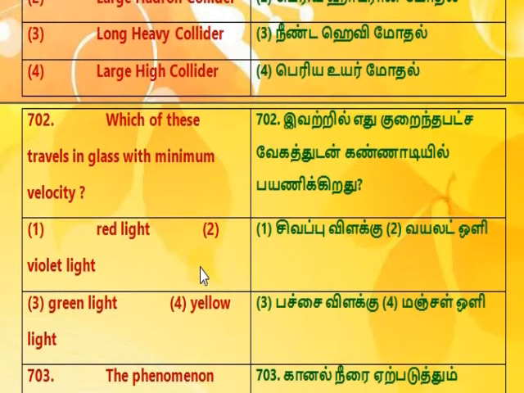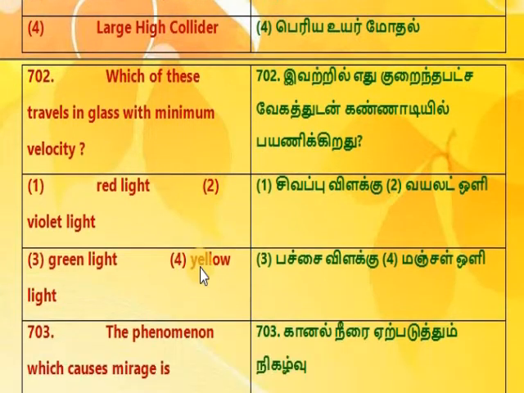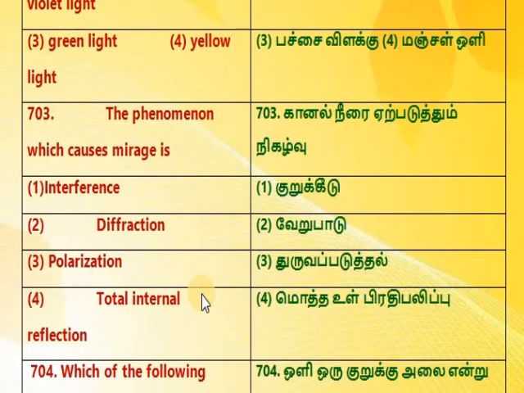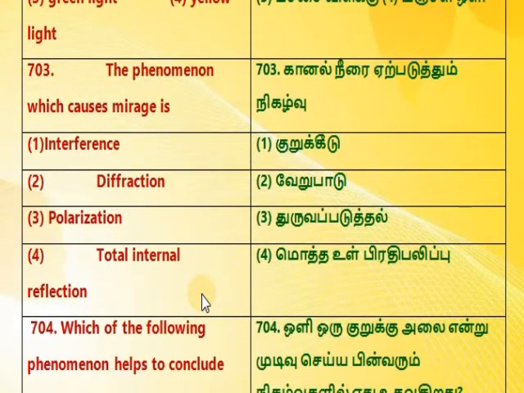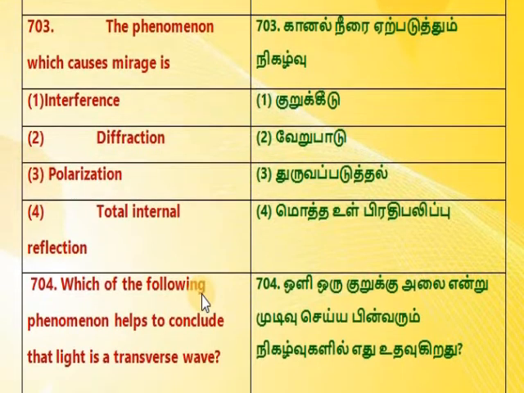702. Which of these travels in glass with minimum velocity? 1. Red light, 2. Violet light, 3. Green light, 4. Yellow light. 703. The phenomenon which causes mirage is: 1. Interference, 2. Diffraction, 3. Polarization, 4. Total internal reflection.